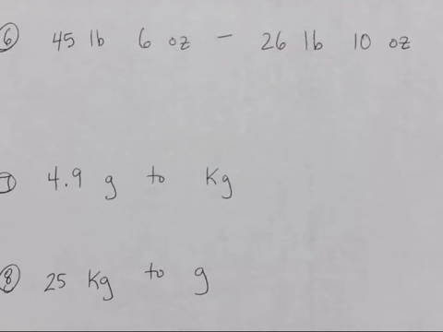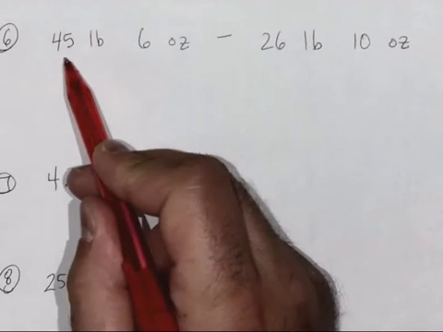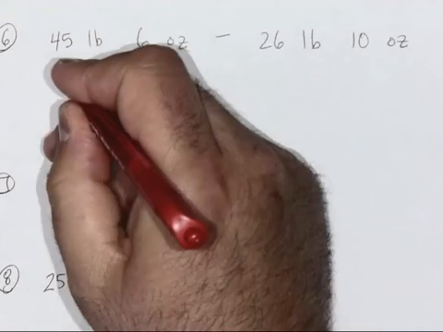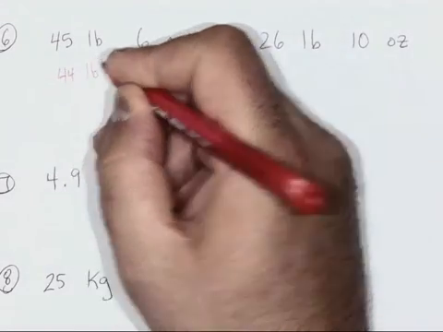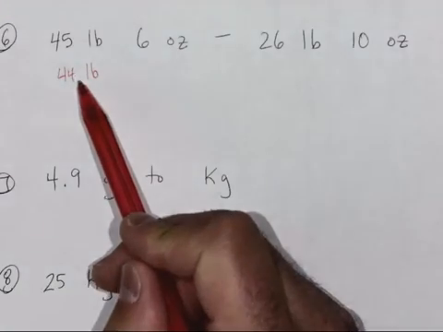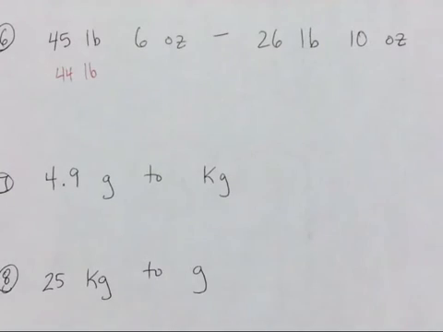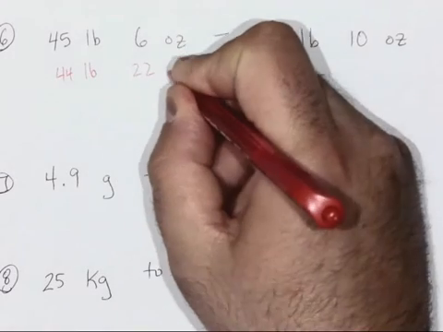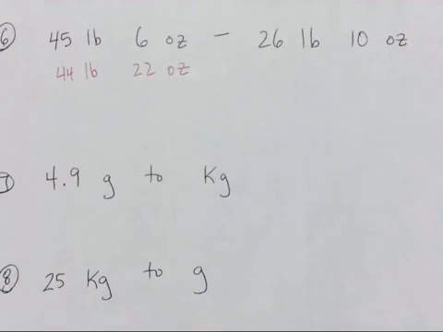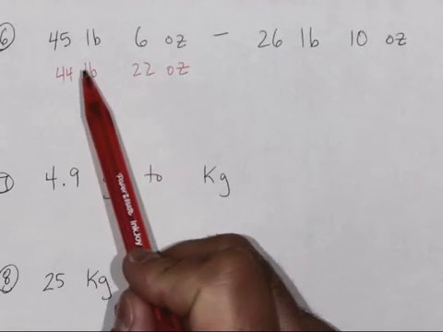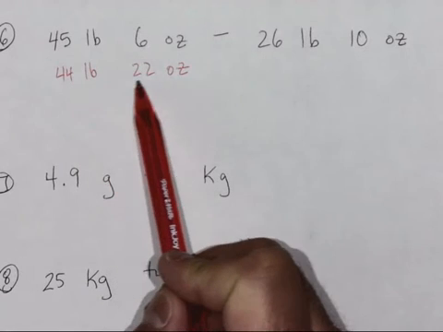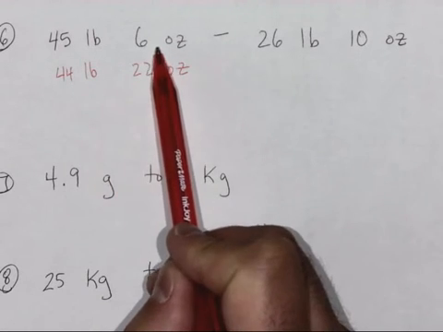What we do is we essentially borrow a pound from the 45, and that becomes 44. And then we give those 16 ounces, because there's 16 ounces in a pound, over to the ounces. So 16 plus the 6 that's already there is 22 ounces. So 45 pounds and 6 ounces is the exact same thing as 44 pounds and 22 ounces. So I just literally took a pound and brought it over to the ounces, so I added 16 here.